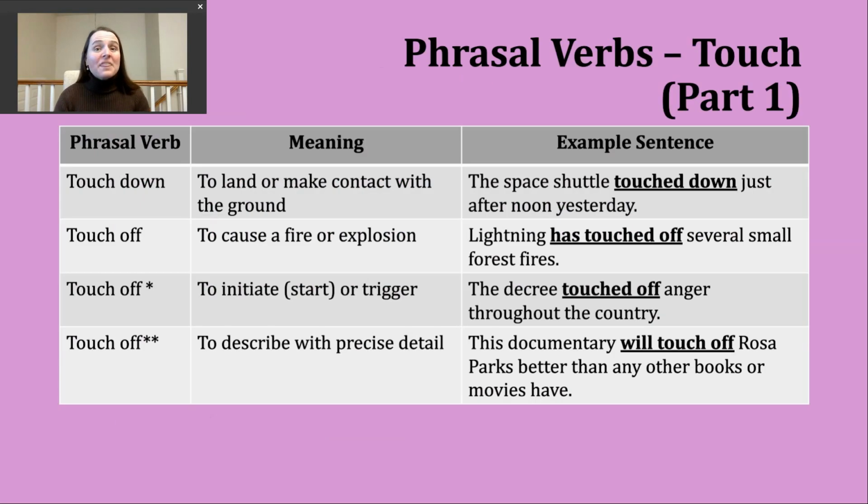Okay. Now, there are a number of phrasal verbs connected to this verb touch, and that's what we're going to focus our discussion on today. The first phrasal verb we're going to look at is to touch down. The meaning here is to land or to make contact, particularly with the ground. An example of this might be, "The space shuttle touched down just after noon yesterday." Okay? Here's a simple past tense sentence describing that a spacecraft, a shuttle, made contact with the ground.